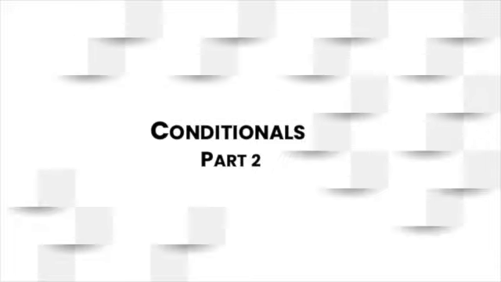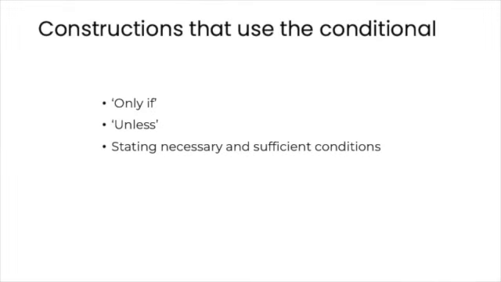Hello. Today we'll see how we can use the horseshoe to represent another group of expressions, such as only if and unless, as well as to state necessary and sufficient conditions. So let's start with only if. By the way, you have to pay attention here. Don't confuse only if with if and only if, which we studied in our previous video.